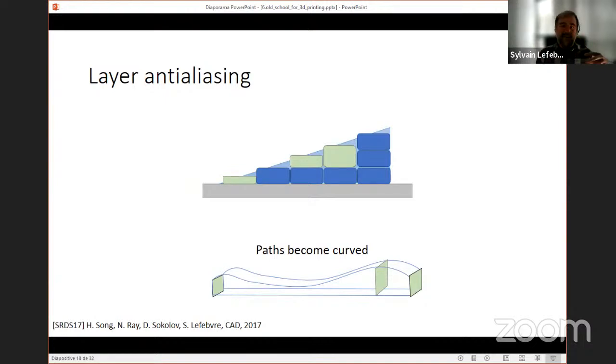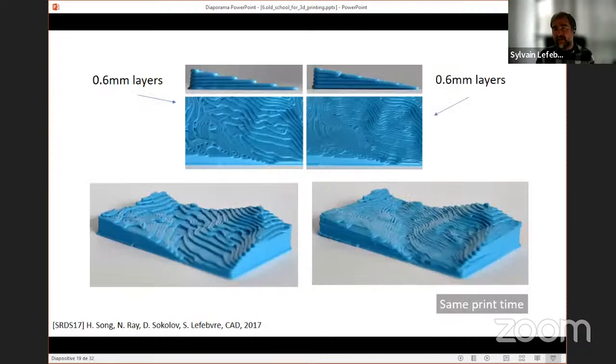And of course, when you do that, the passes become slightly curved. You have to worry about minimal and maximal thickness, but everything checks out quite well. There are some complexities in the ordering of the passes to avoid collisions and so on. But you can get very nice results for, in fact, very little overhead. And here what you see at the bottom are two prints. Both are using 0.6 millimeter layers, but the right one is being anti-aliased in the way I just described. And so that's a huge quality improvement for very little overhead in computations.